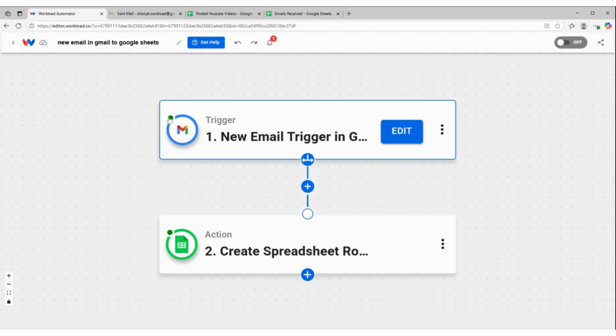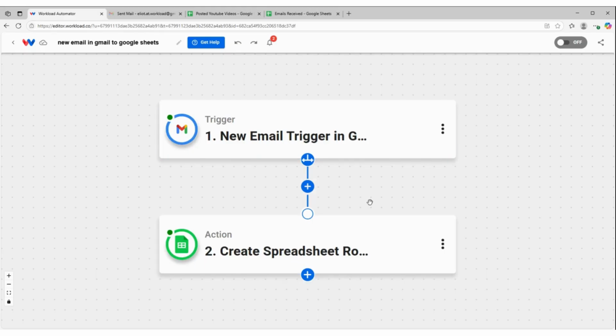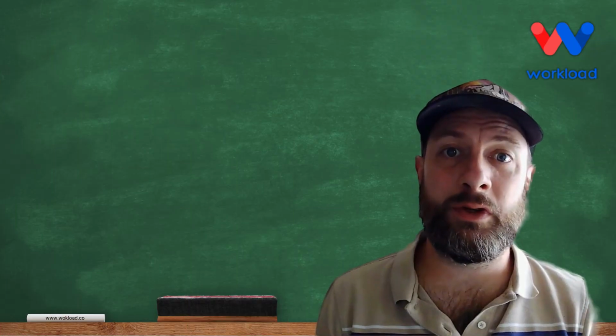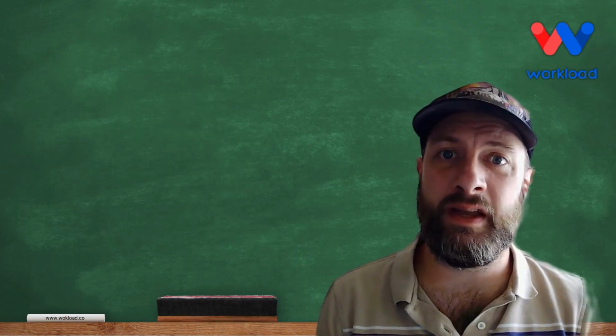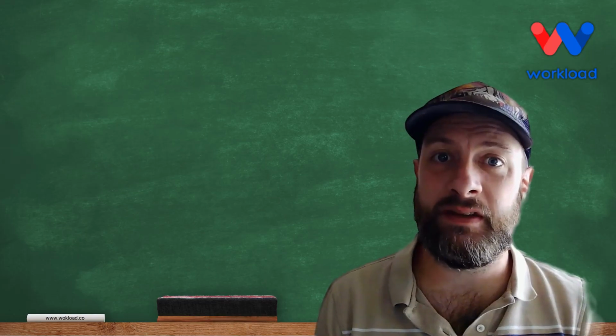So we can check and make sure there's a green dot in the upper left-hand corner of each one of our nodes. And then we can activate our workflow. And now every time we receive a new email, it will take that information and import it into a new spreadsheet row in Google Sheets. That's how you can use Workload to build a workflow that automates creating a spreadsheet row in Google Sheets whenever you receive an email in Gmail.